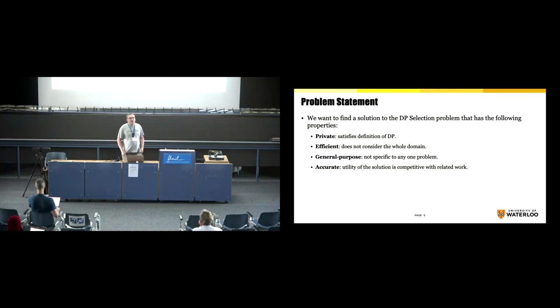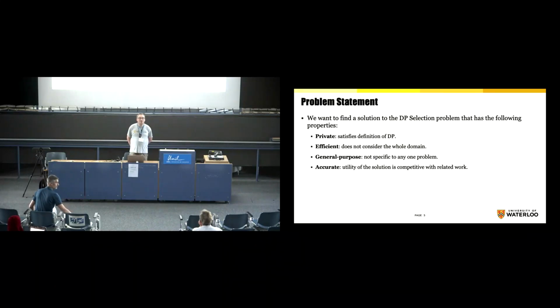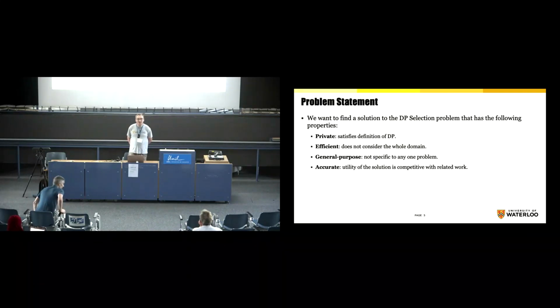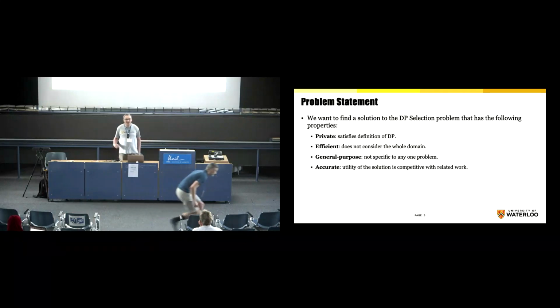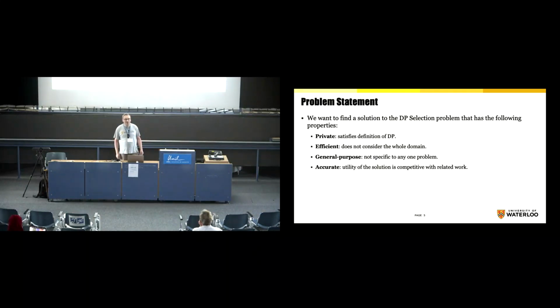So what we want to do is come up with a new solution that's private, efficient, general purpose, and accurate. By efficient, I mean I want it to be sublinear in the domain. By general purpose, I want to have the niceness of the exponential mechanism, that I can plug in whatever utility function. And accurate, but I think that one's self-explanatory.